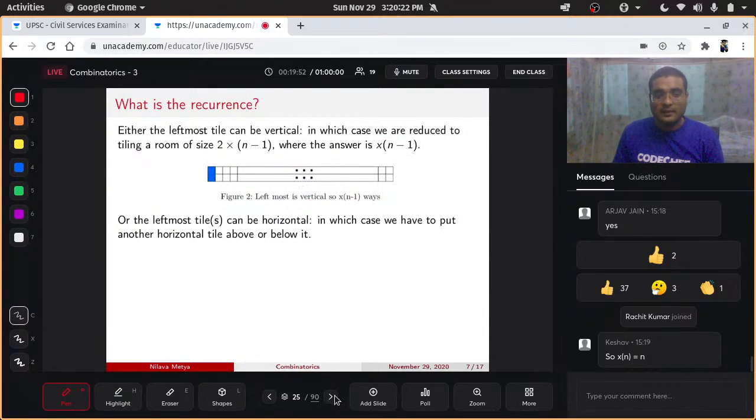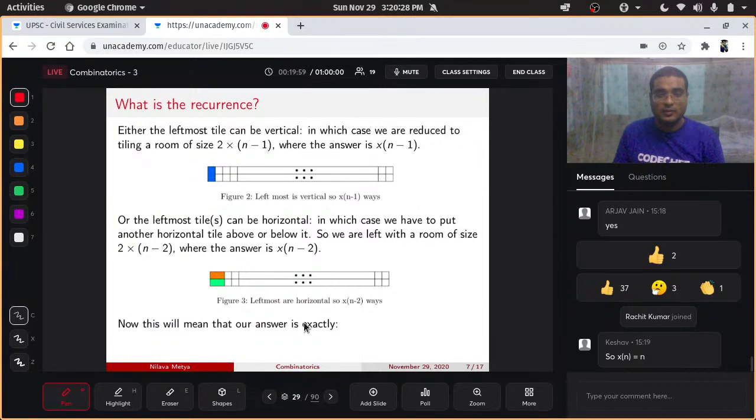In which case, so let me get the diagram. The diagram is something like this. Okay, so maybe your leftmost tile is horizontal. So you put a tile like this. On the room, the leftmost tile is this thing. Okay. Horizontal. It has covered up two spaces.